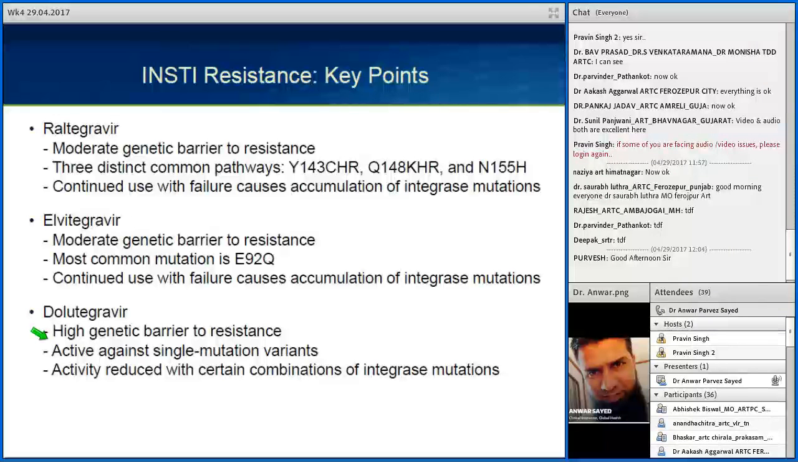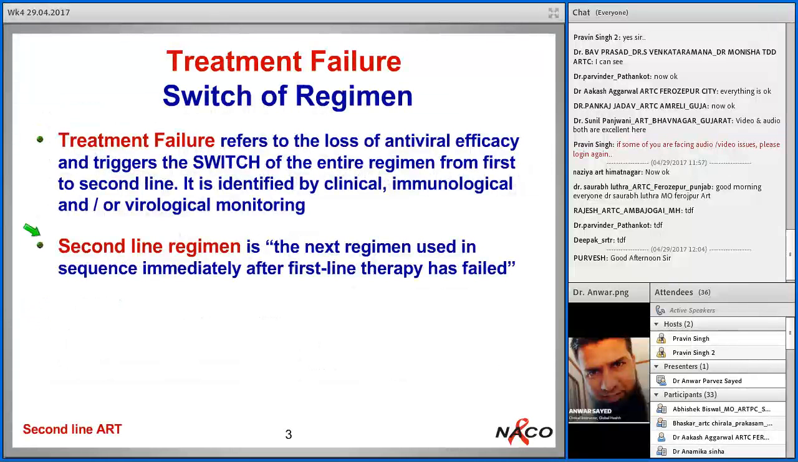Otherwise it has a very high genetic barrier to resistance, is active against single mutation variants, and activity is reduced with certain combinations of integrase mutations. So if a patient is failing on, suppose, raltegravir, and you allow that to continue, ultimately dolutegravir also will be resistant in those patients.